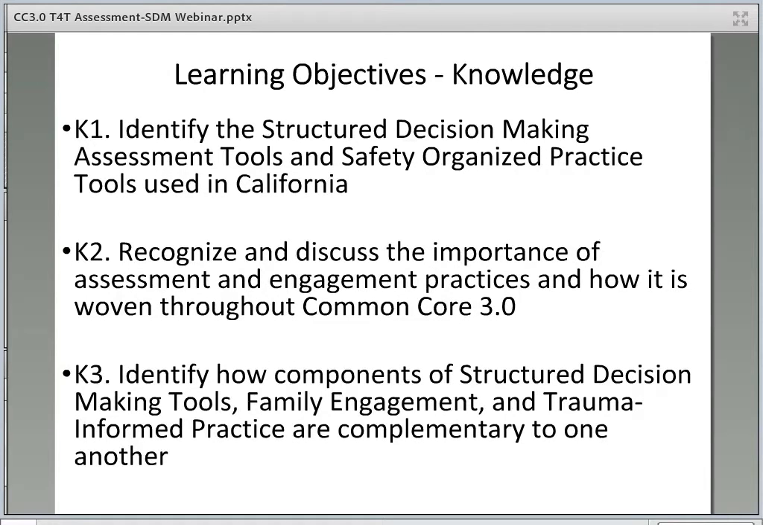Let's take a moment to briefly review the learning objectives for this course. Upon completion of this webinar, you will be able to: K1, identify the structured decision-making assessment tools and Safety Organized Practice tools used in California. K2, recognize and discuss the importance of assessment and engagement practices and how they are woven throughout Common Core 3.0. K3, identify how components of structured decision-making tools, family engagement, and trauma-informed practice are complementary to one another.